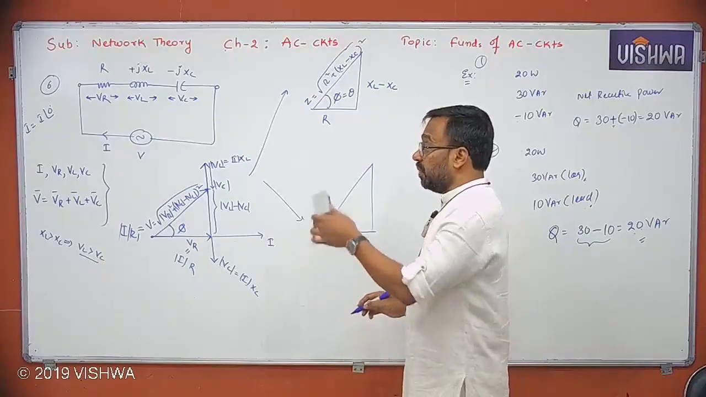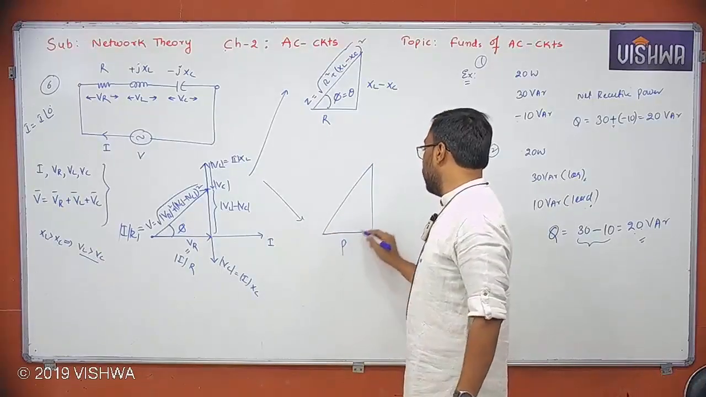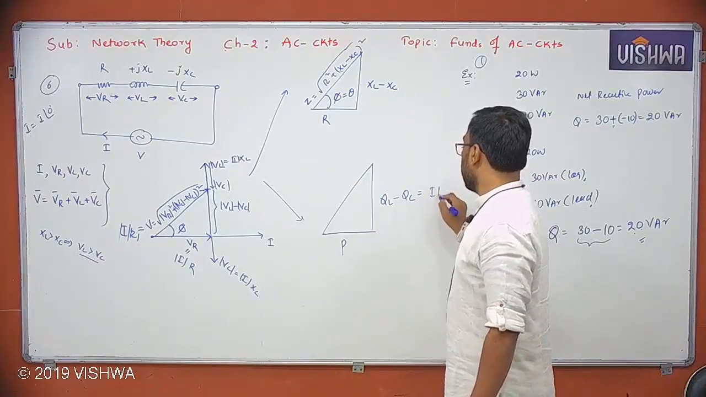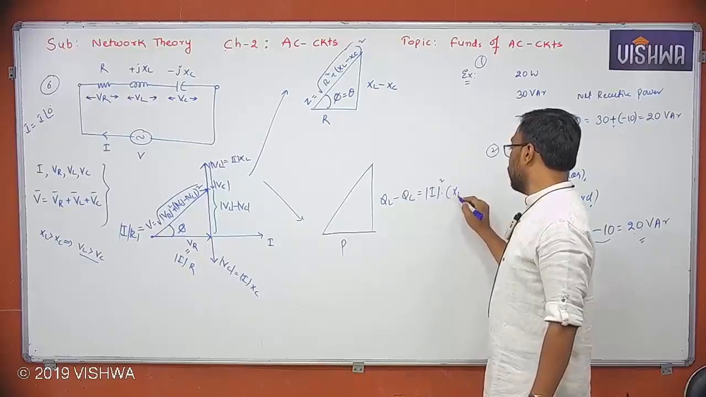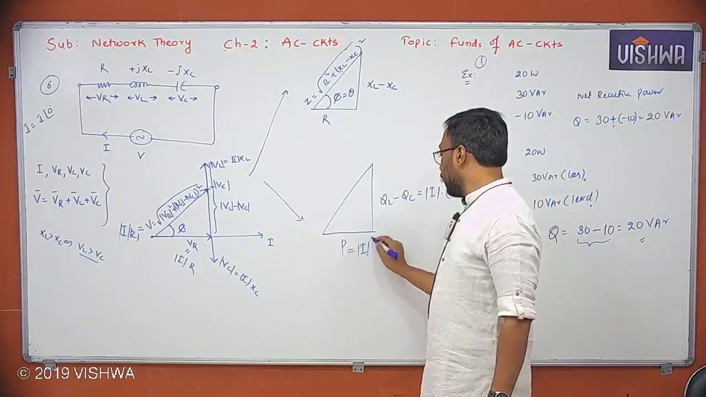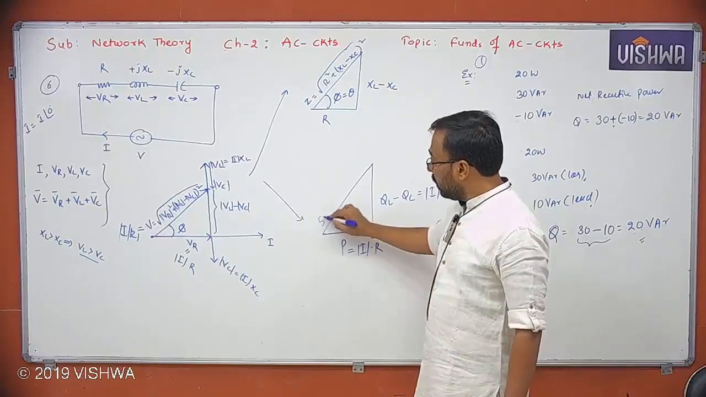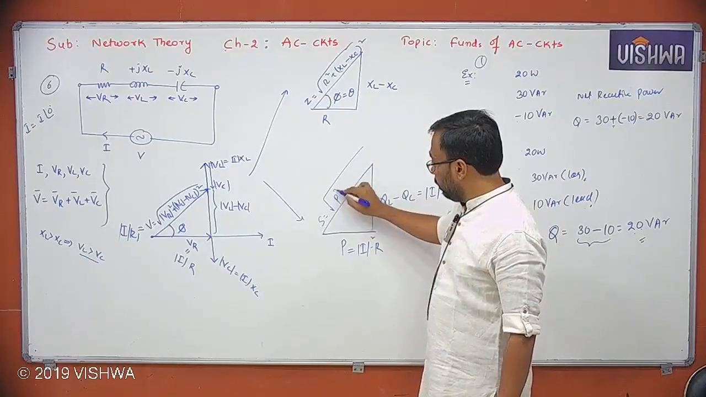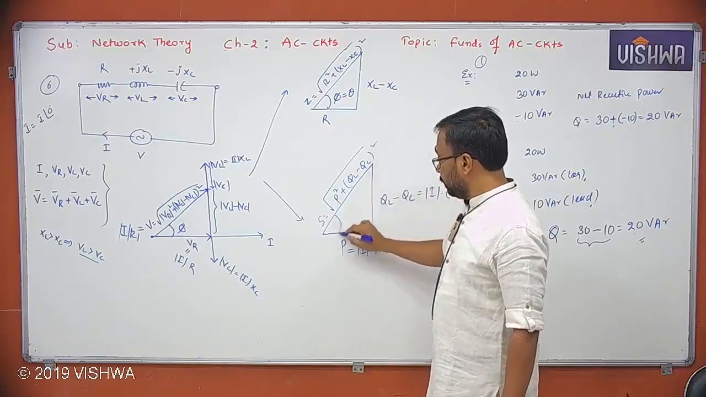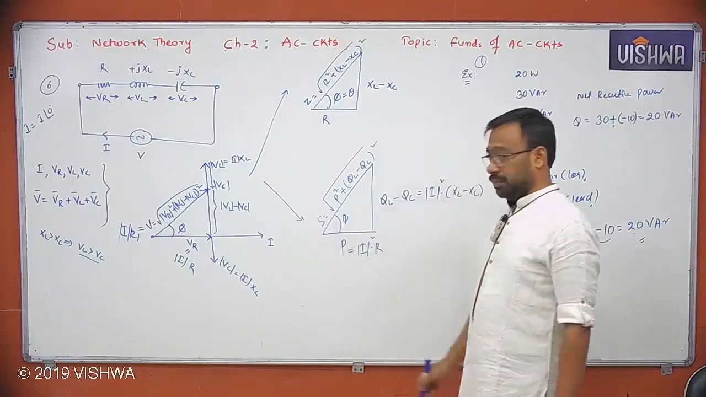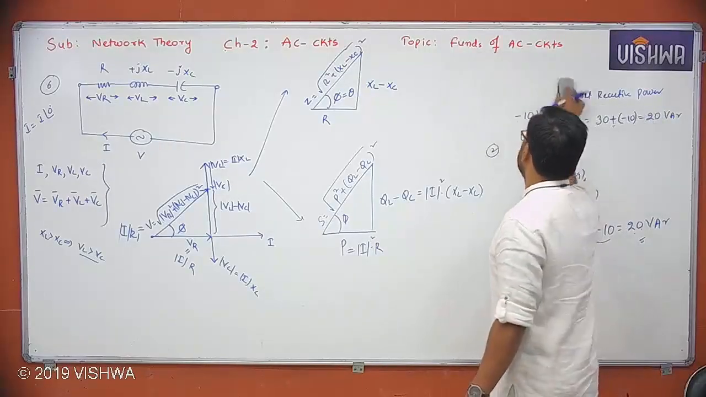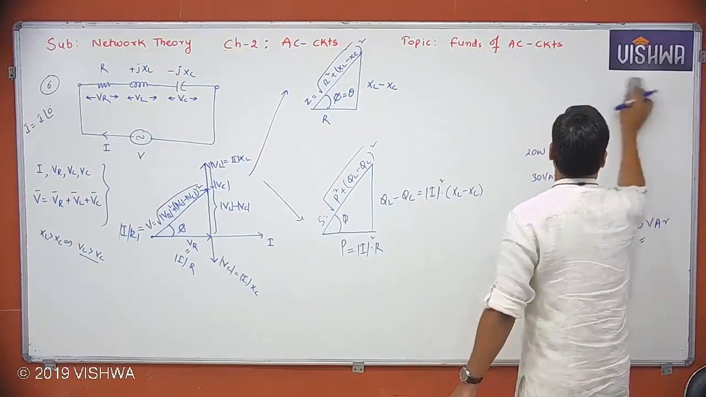Because P plus jQ, it is inductive, right? P plus jQ, so P, QL minus QC: I square into (XL minus XC), and I square into R. S is equal to the square root of P square plus (QL minus QC) whole square. Okay, so note down this. Then we will move on to the second case, XC greater than XL.